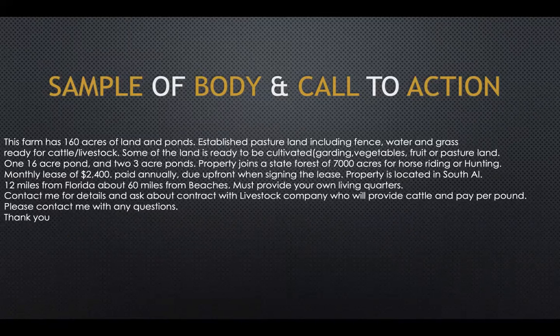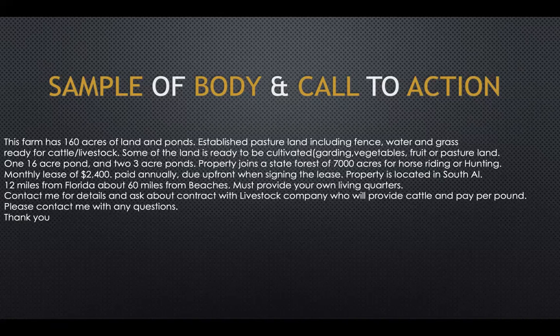Okay, let's look at this one here. This farm has 160 acres of land and ponds, established pasture land, including fence, water, and grass, ready for cattle, livestock. Some of the land is ready to be cultivated. Gardening, vegetables, fruit are pasture land. One 16-acre pond and two 3-acre ponds. Property adjoins a state forest of 7,000 acres for horse riding or hunting. Monthly lease of $2,400 paid annually, due up front when signing the lease.